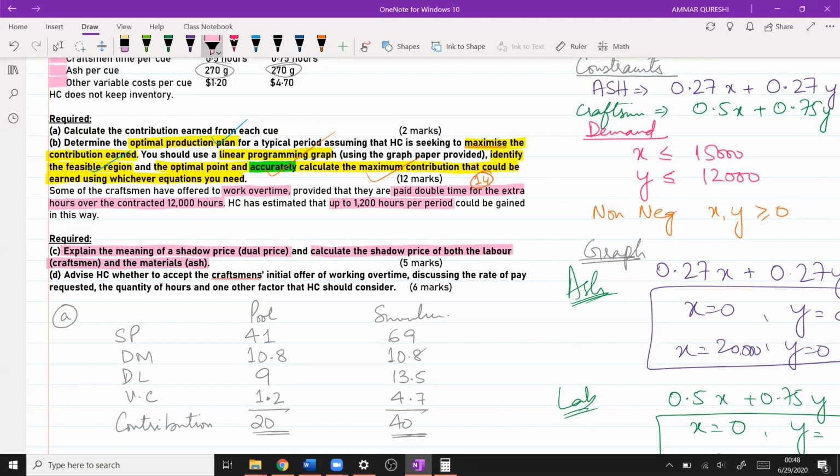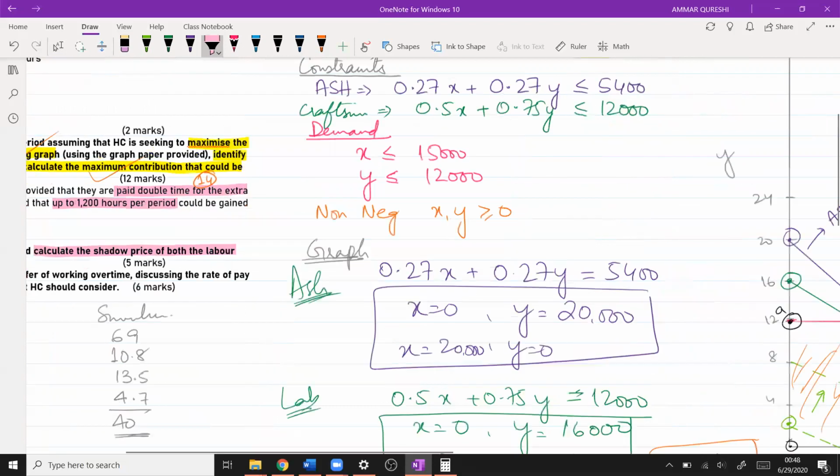You can explain it in your own words that shadow price means the extra contribution which a company can generate from the availability of one additional unit of binding constraint. It's not a big deal. The important thing is that you have to calculate the shadow price of both labor and material.